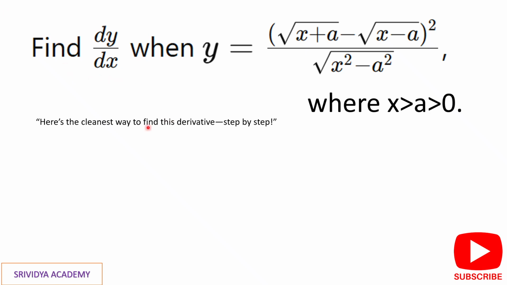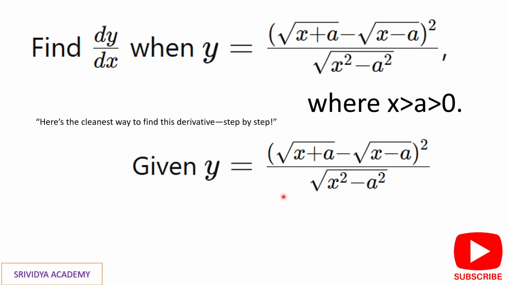Here is the cleanest way to find this derivative step by step. It is given that y is equal to (square root of x plus a minus root of x minus a) whole square by root of x square minus a square, where x is greater than a is greater than 0. That is, both x and a are positive and x is greater than a.